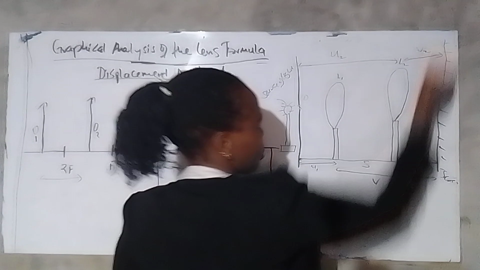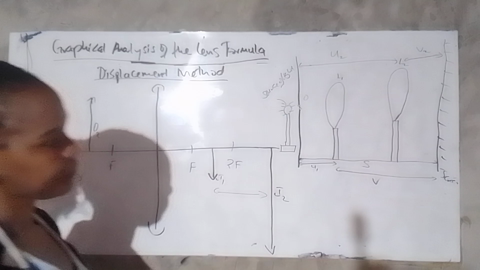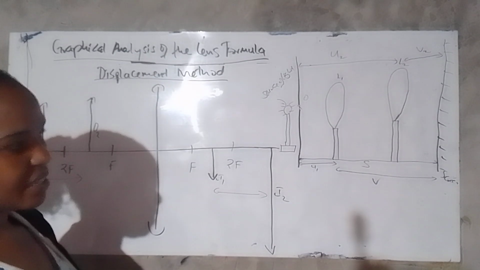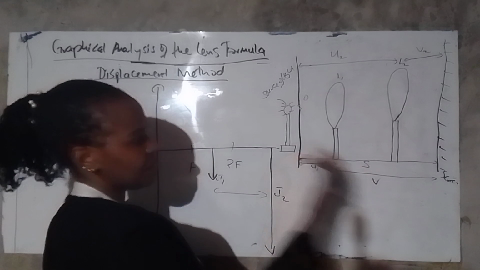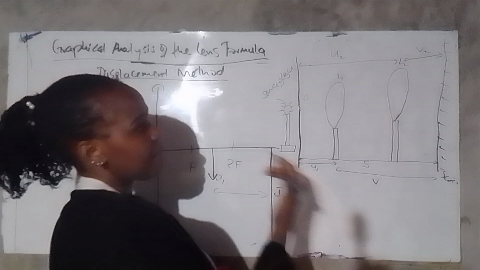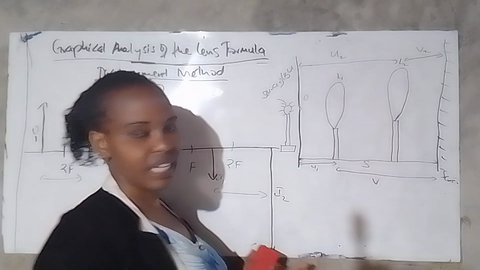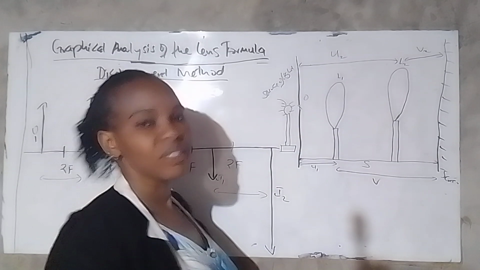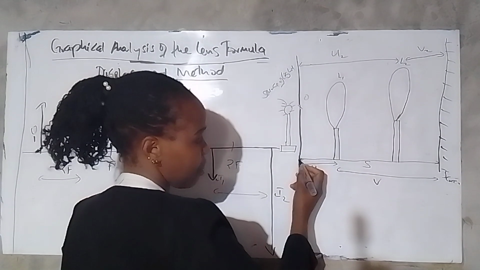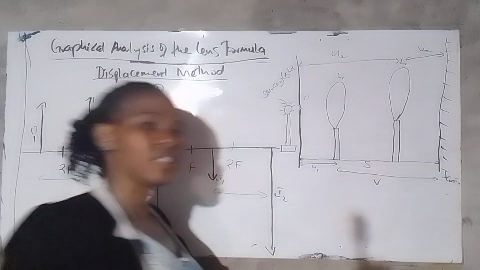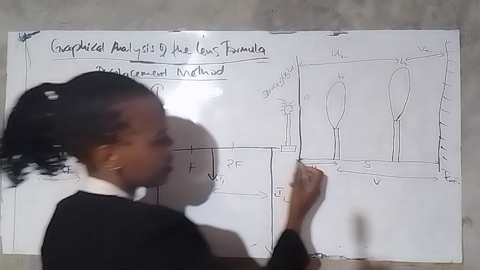That is our V2. Okay? I hope you're getting that. So what has happened? I've just shifted the lens and my object distance has changed automatically, and automatically the image distance will also change. But the distance from the object to the screen, I've maintained, and that is the distance I'm calling S.